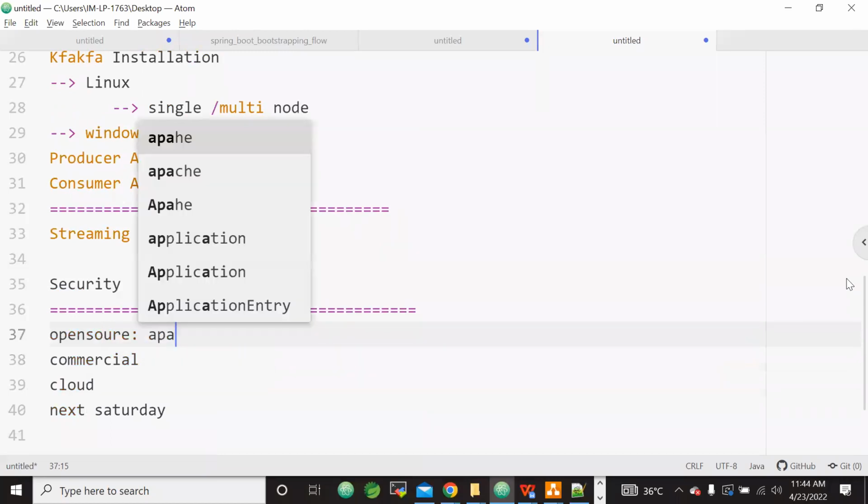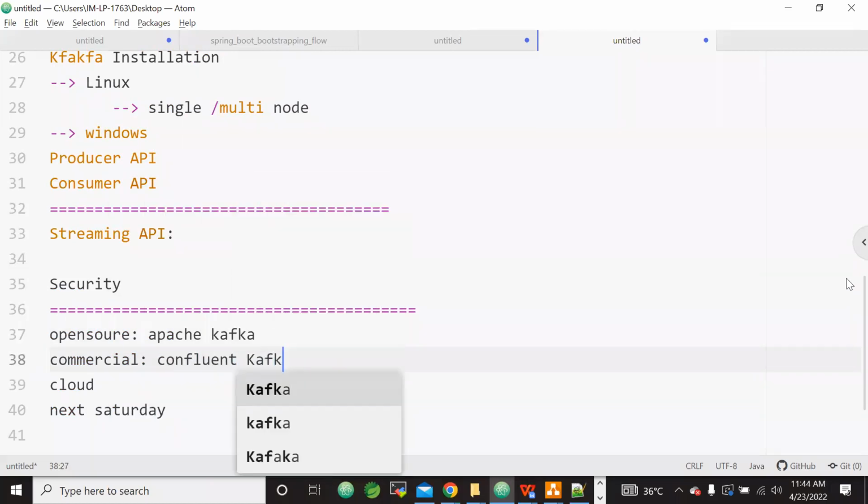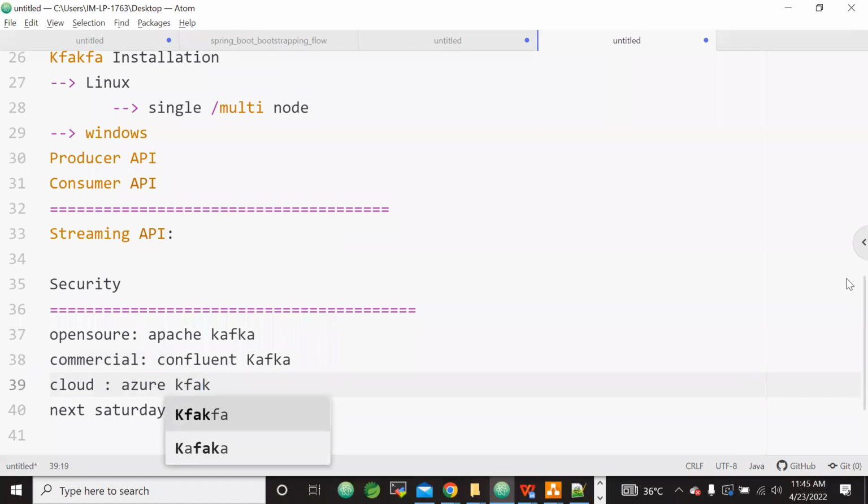Open source is Apache Kafka under the MIT license, and commercial is Confluent Kafka. Similarly, we also have cloud offerings: Azure has Kafka, and AWS also has Kafka support. So like that we have the cloud. We will see only the raw Apache Kafka, from scratch.